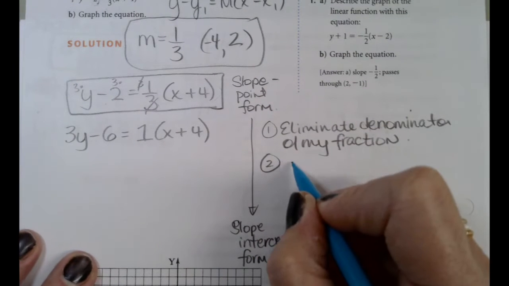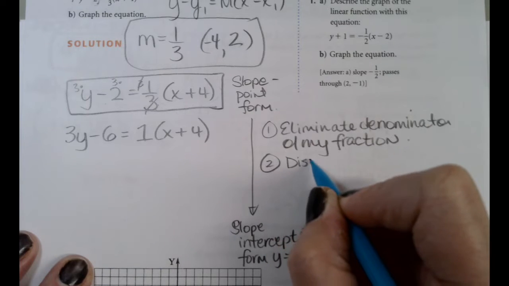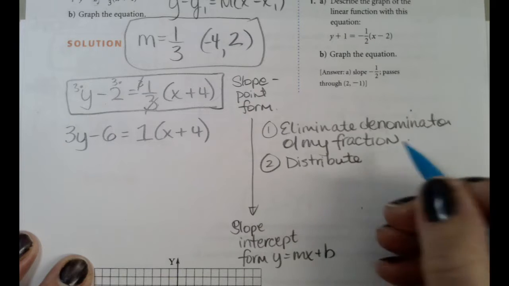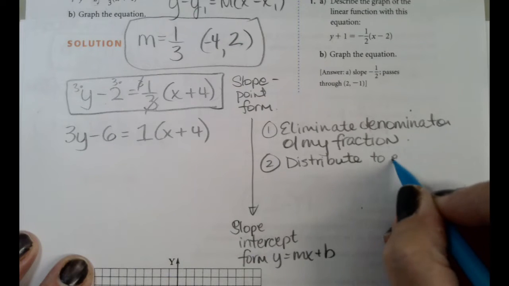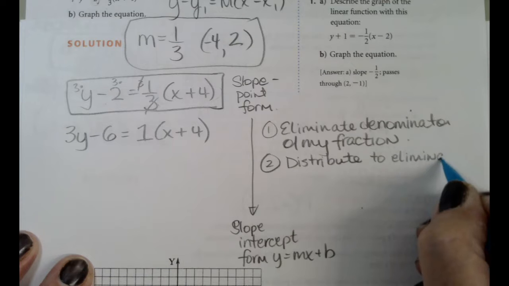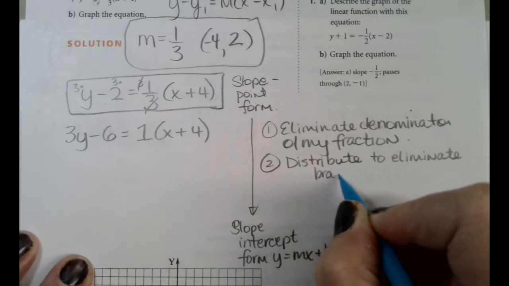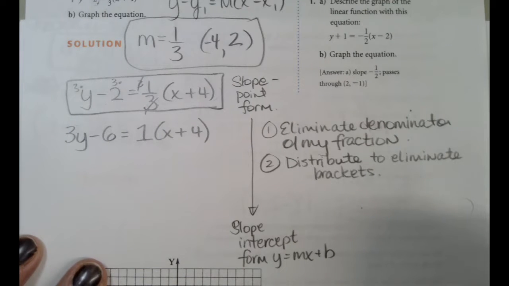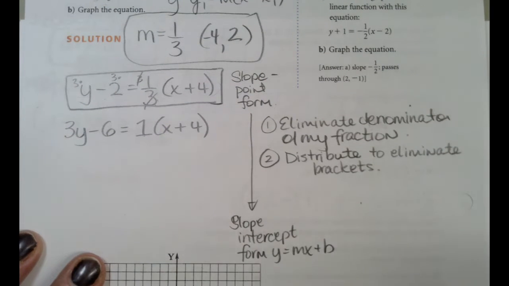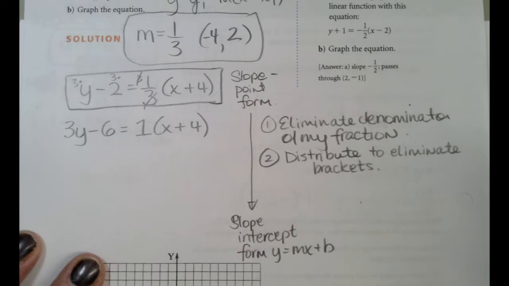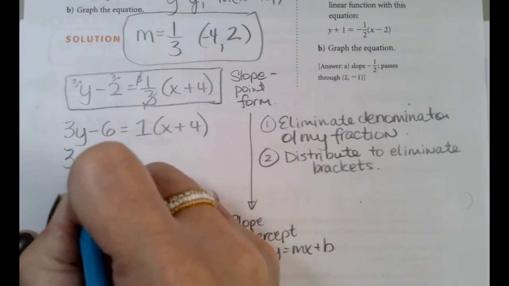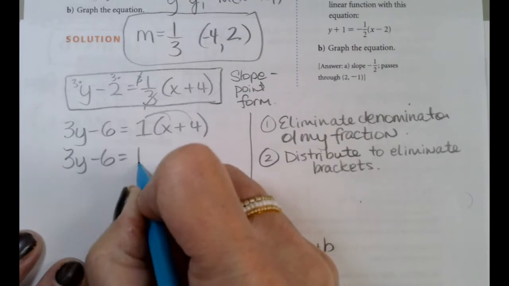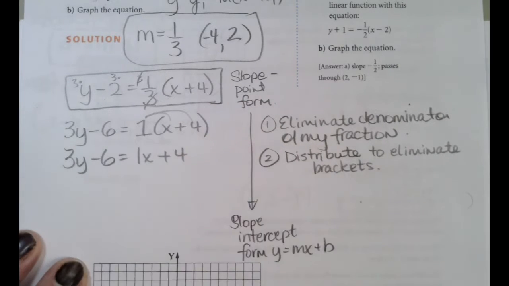So your second step is to distribute. In this case, it's a 1, so it doesn't really change anything. Distribute to eliminate brackets. So this is essentially what I was getting you to do up on the boards, right? 3y minus 6 is equal to 1x plus 4.